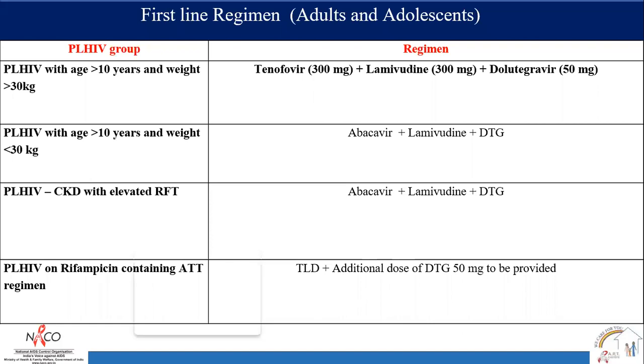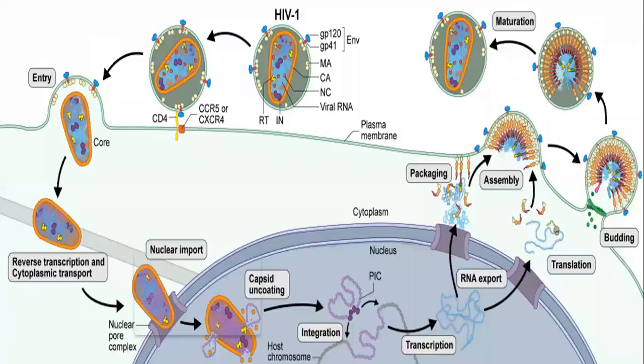In short, about the treatment regimen, I told you 2 important enzymes are present in the HIV structure: reverse transcriptase and integrase. The importance of knowing the structure is that we have drugs targeted against these enzymes. Drugs acting against reverse transcriptase are called reverse transcriptase inhibitors. They are of 2 types: nucleoside reverse transcriptase inhibitors and non-nucleoside reverse transcriptase inhibitors, NRTIs and NNRTIs.